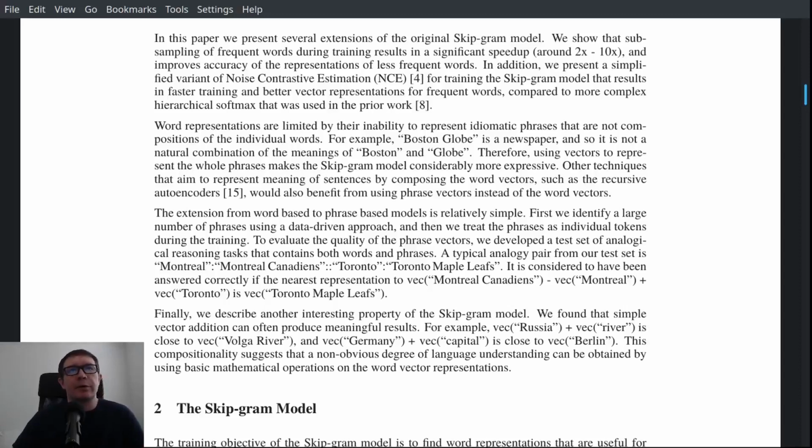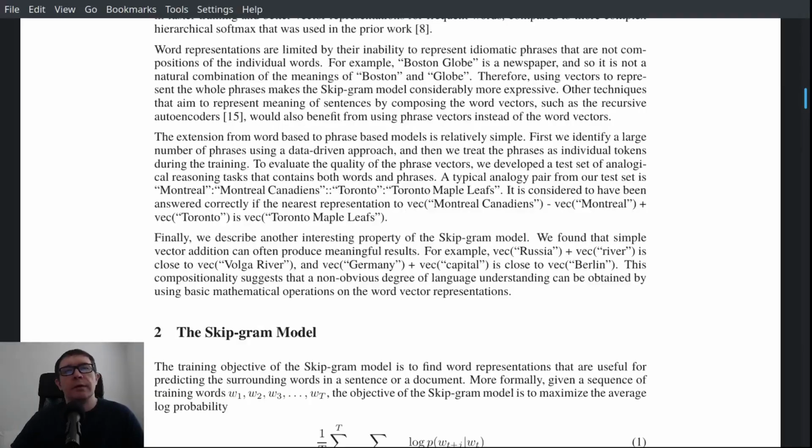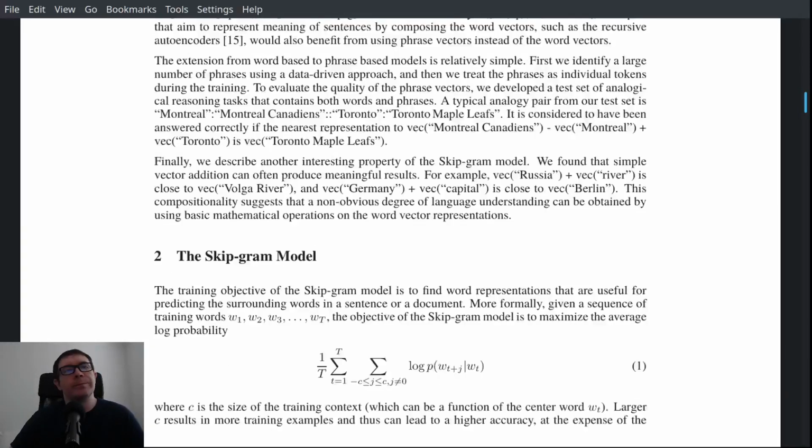And then they go on to elaborate a little bit more about the inability of word vectors to deal with idiomatic word phrases like Boston Globe, which is what they dealt with. And then finally, they elaborate a little bit more on the idea of vector addition. Adding Russia and river gives you something close to the Volga River, and Germany plus capital gives you something close to Berlin, which is, again, a pretty cool result for something so simple.